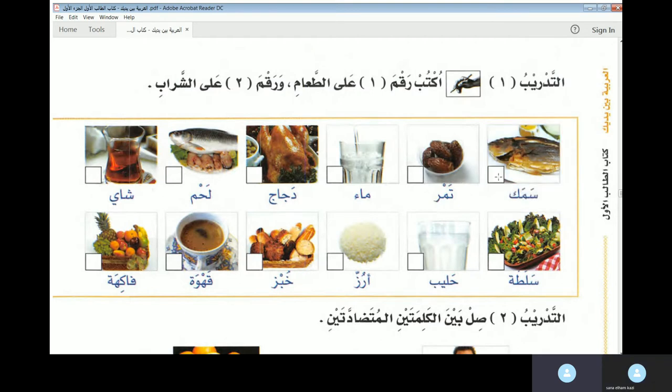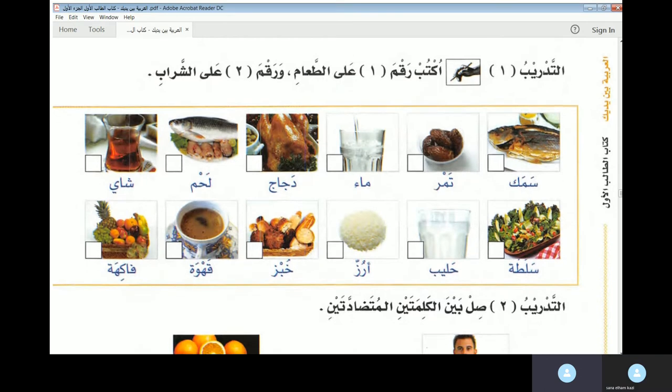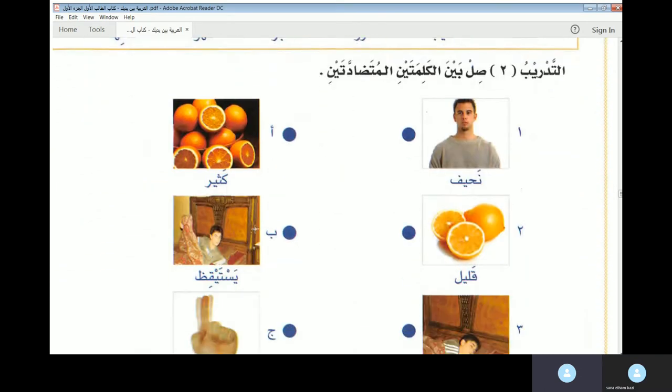So on samak we write wahid, on tamar we write wahid, on ma we write isnan, dajaj wahid, then laham wahid, then shai isnan. Then next question, tadrib thani.